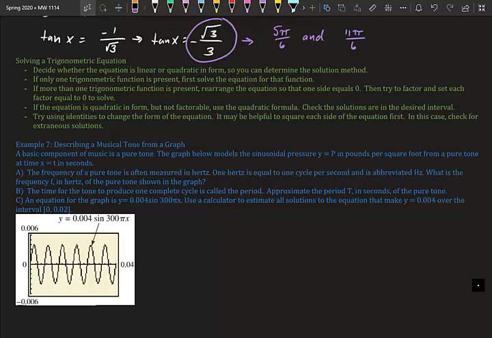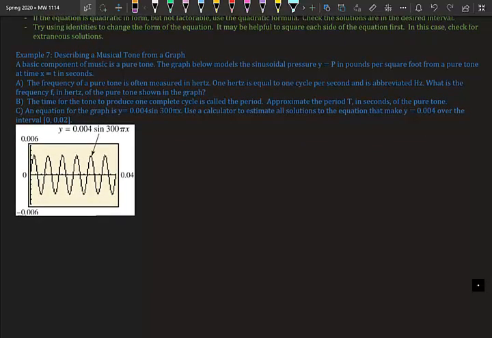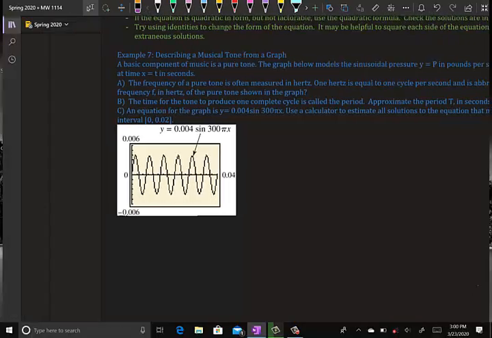Make sure you check your solutions. Try using identities to change the form of the equation. It may be helpful to square each side of the equation first. In this case, check for extraneous solutions. Alright, this next example, I kind of just have to walk you through it because it's a lot of explaining with your calculator, so I'm going to have to switch to my other screen.